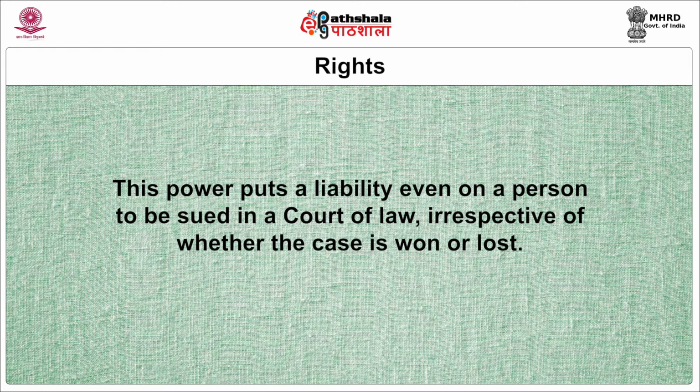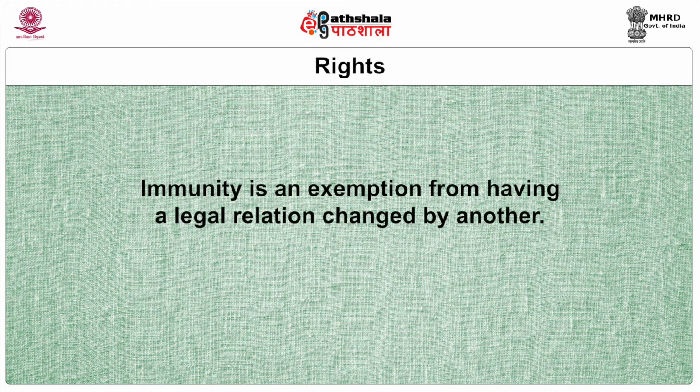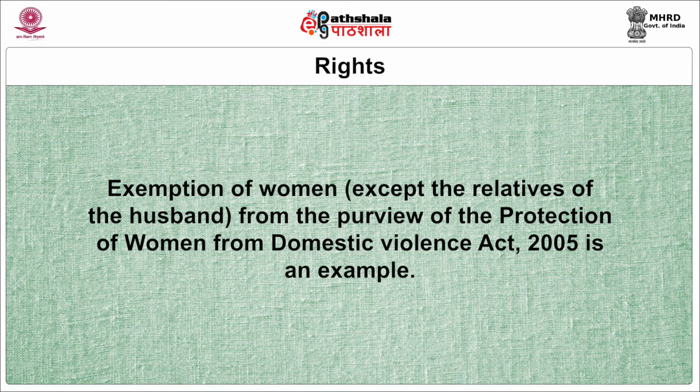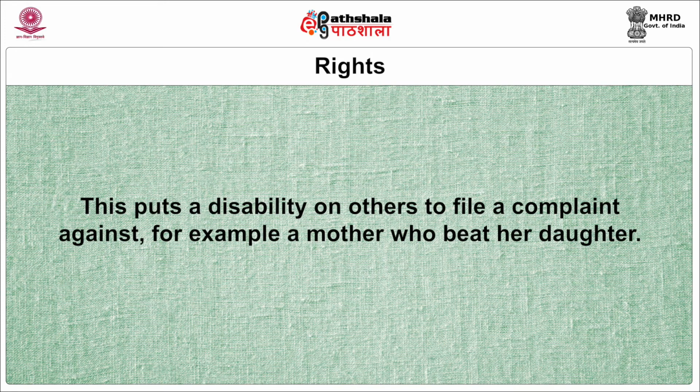Irrespective of whether the case is won or lost, immunity is an exemption from having a legal relation changed by another. Exemption of women, except relatives of the husband, from the purview of the Protection of Women from Domestic Violence Act 2005 is an example. This puts a disability on others to file a complaint against, for example, a mother who beat her daughter. This is a general discussion about rights in the strict sense and also in the wider sense.